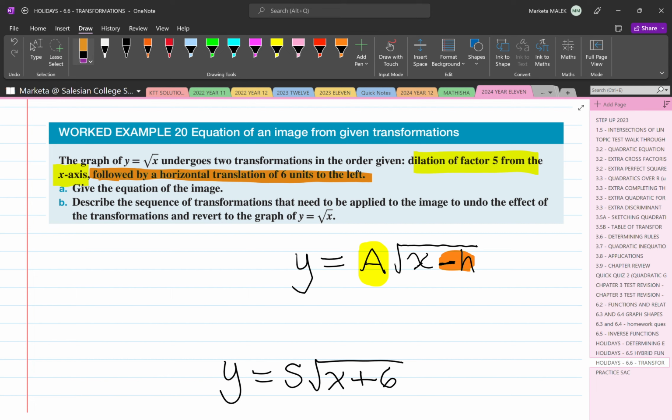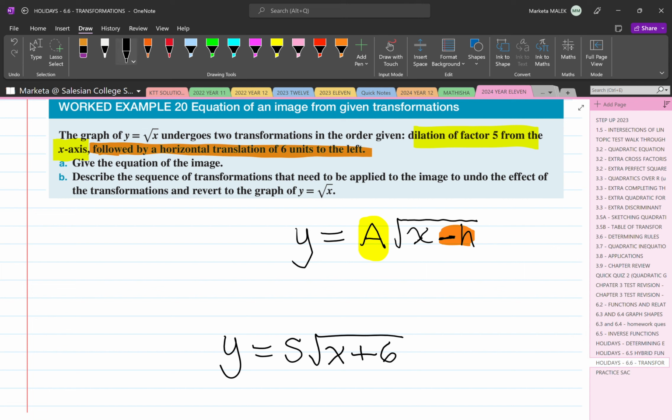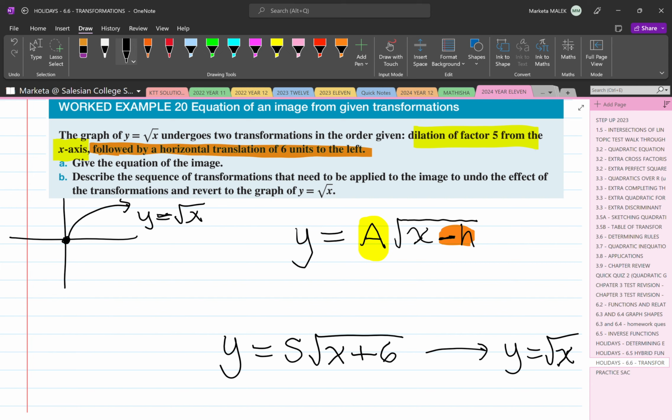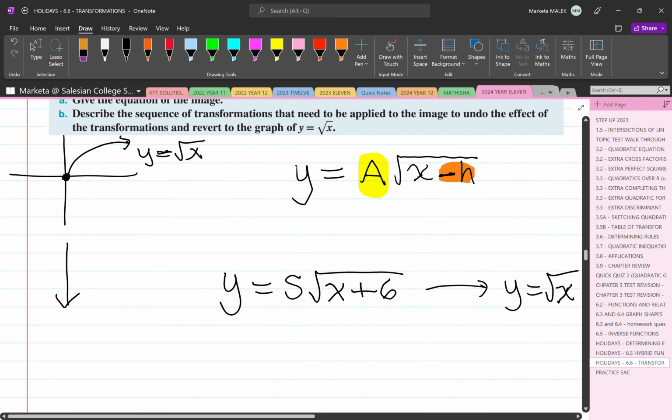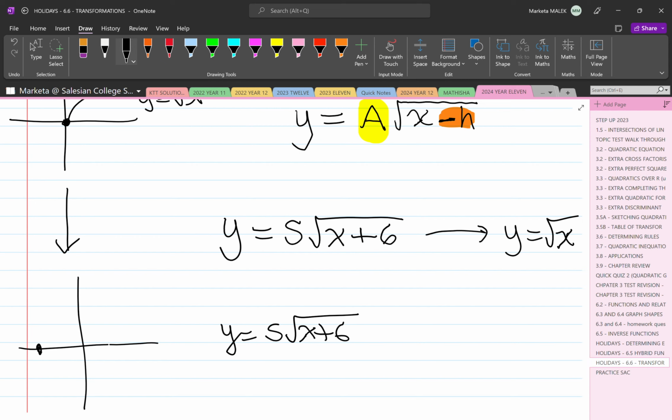So if we want to undo this, or describe the sequence of transformations that need to be applied to the image to undo the effects of the transformations and revert it, or in other words, change it back to y equals root x. Well, let's think. I shouldn't have rubbed it out. I started with a root graph, y equals root x, and my new equation is going to be y equals 5 root x plus 6, so we've gone in the negative direction by 6, and it's some sort of dilation there.